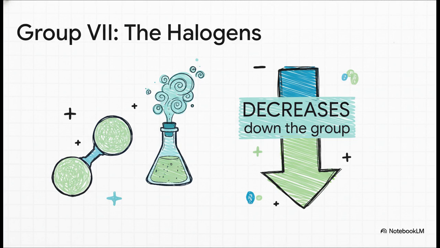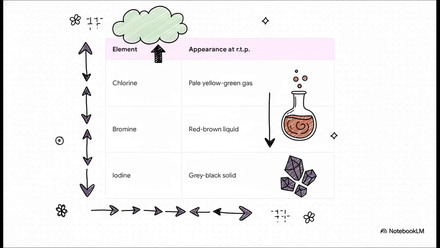That's because the larger atoms at the bottom just aren't as good at attracting that one electron they're missing. And you can literally see this trend just by looking at them. At the top of the group, chlorine is a gas. You move down one step to bromine, and now it's a liquid. You go one step further down to iodine, and it becomes a solid. It's this clear, predictable pattern, and it's all based on their position on the table.